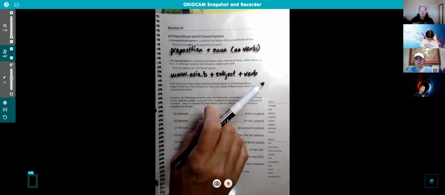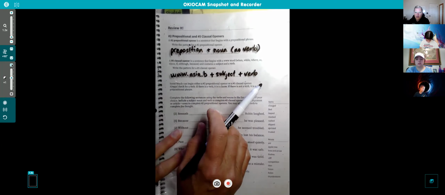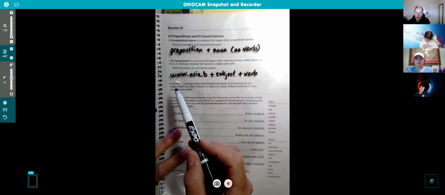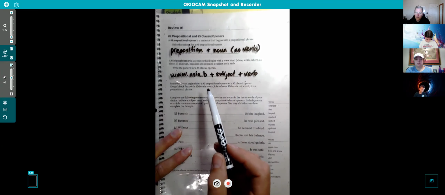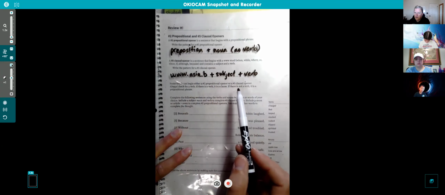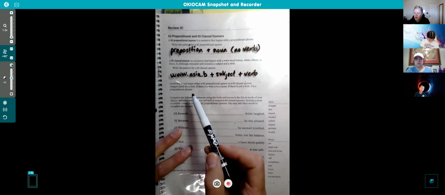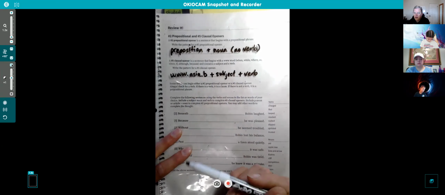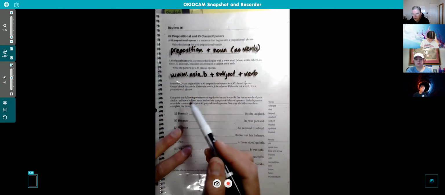And then it says some words can begin either a number 2 prepositional opener or a number 5 clausal opener. Always check for a verb. If there is a verb, it's a clause. If there is no verb, it is a prepositional phrase. That's the rule, okay? No verb if it's a preposition. Yes verb if it's a clause.